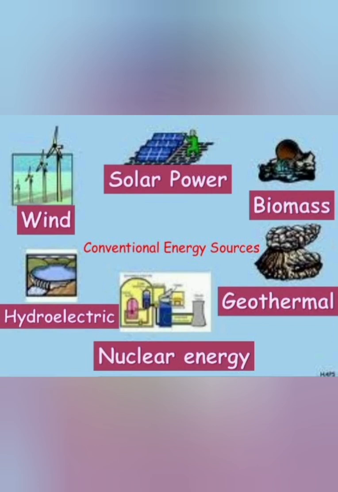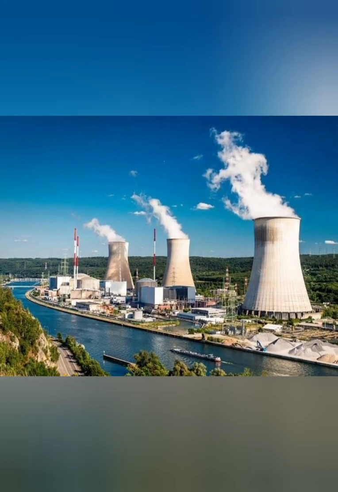Conventional energy sources: thermal power. Thermal power is generated using fossil fuels like coal, diesel, petroleum, and natural gas. National Thermal Power Corporation was established in the year 1975. Neyveli, Mettur, Thoothukudi, and Ennore are the important thermal power stations in Tamil Nadu.